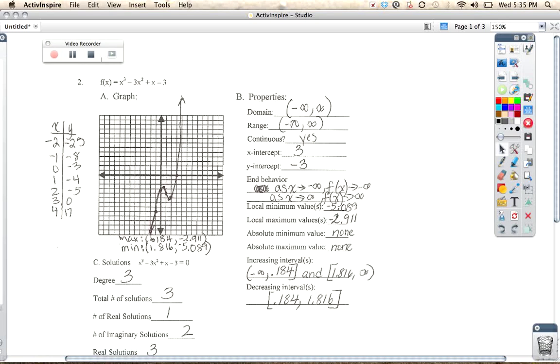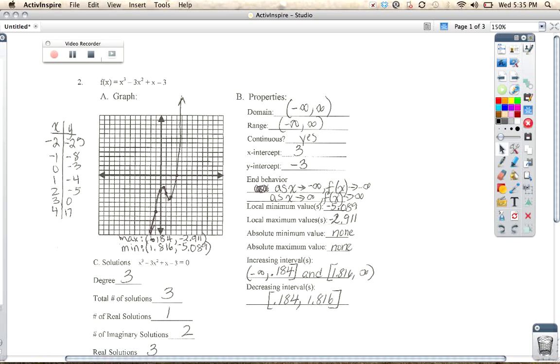All right, so once you have that nicely graphed, with all of your points represented, your arrows, etc., you're going to go ahead over to your properties. So your domain is going to go from -infinity to infinity. Polynomial functions have that domain. Your range values, this keeps going down and keeps going up. So your range values are also all real numbers from -infinity to infinity. It's continuous. Your x-intercept is 3 right here. Your y-intercept is -3 right here where it crosses the y-axis.